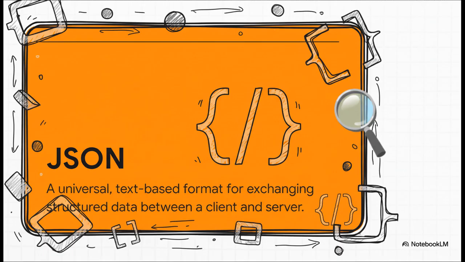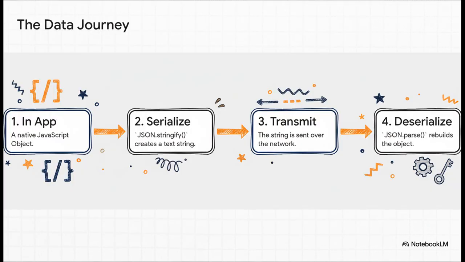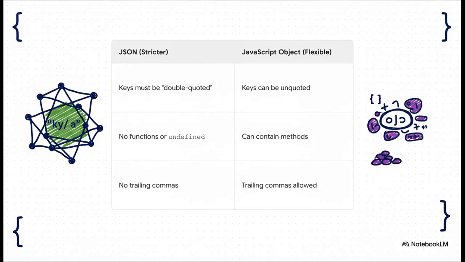So when a server sends data to your browser, or when your app talks to an API, you can bet it's probably speaking JSON. And the whole process is really just a simple round trip. First, you take your JavaScript object and you serialize it. You turn it into a text string using JSON.stringify. Then, that string gets sent over the network. And finally, on the other end, the receiver deserializes it, turning it back into a real, usable JavaScript object with JSON.parse.